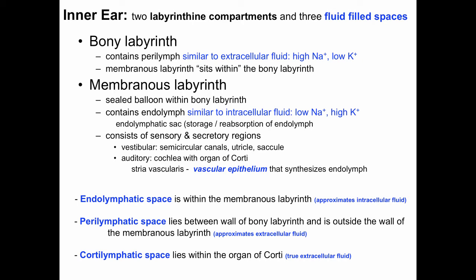Now, these labyrinths define three fluid-filled spaces. The endolymphatic space is within the membranous labyrinth, and it approximates intracellular fluid. The perilymphatic space lies between the wall of the bony labyrinth and it is outside the wall of the membranous labyrinth, and this space approximates extracellular fluid. And then the cortilymphatic space lies within the organ of Corti. It contains true extracellular fluid. We'll talk about these spaces a little bit later.